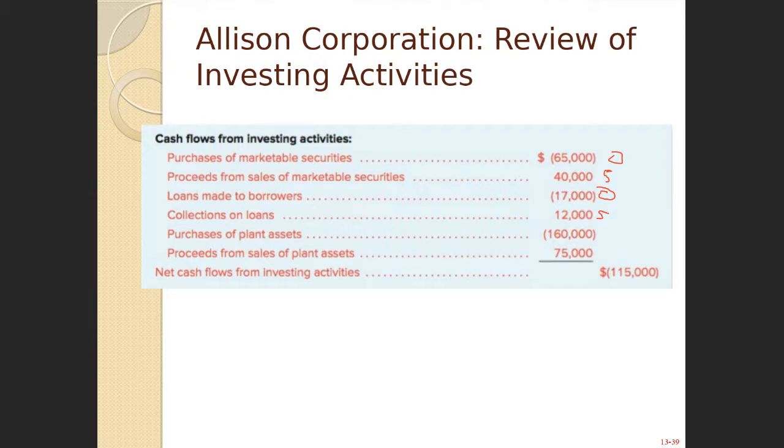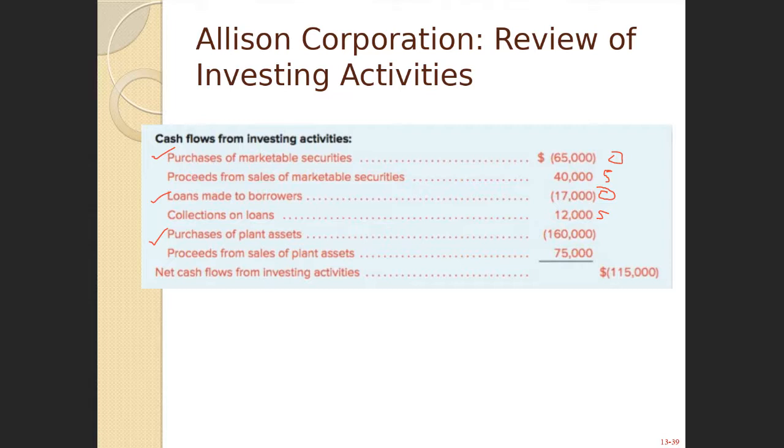Okay. Then finally, the last asset account that was affected was the plant assets. So we looked at the asset accounts of marketable securities first, then notes receivable, and then finally plant assets.